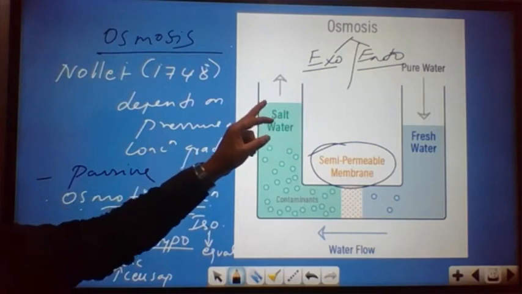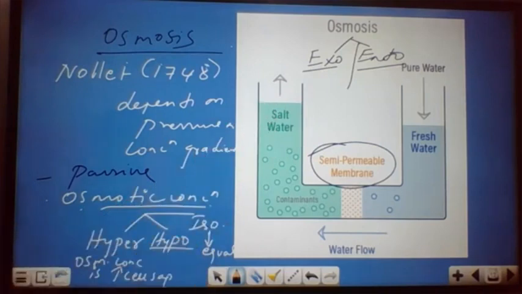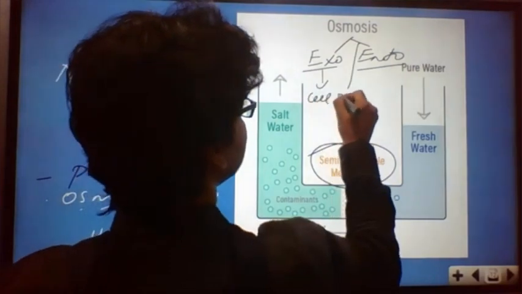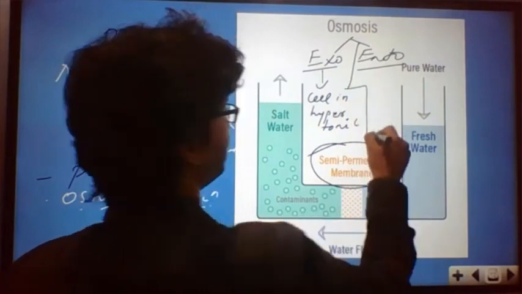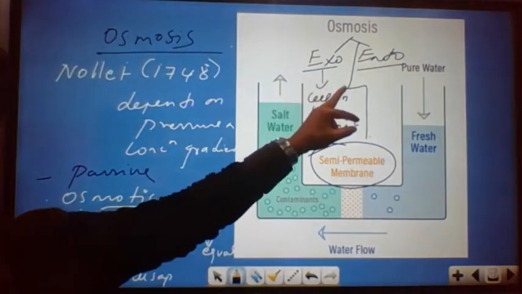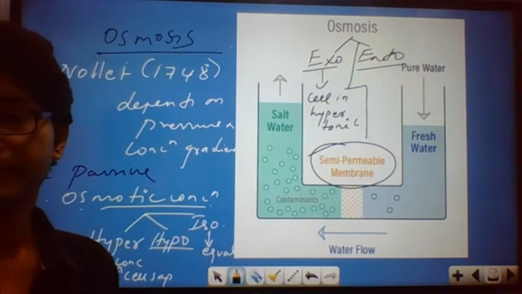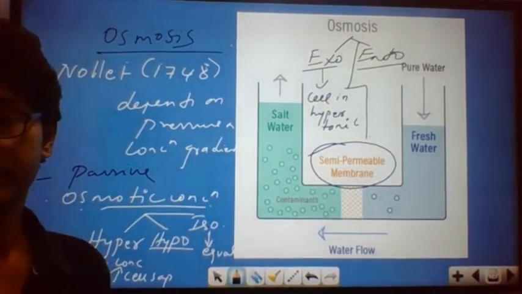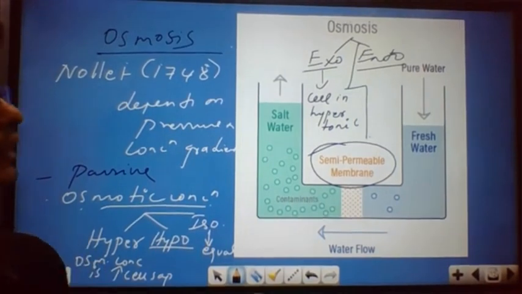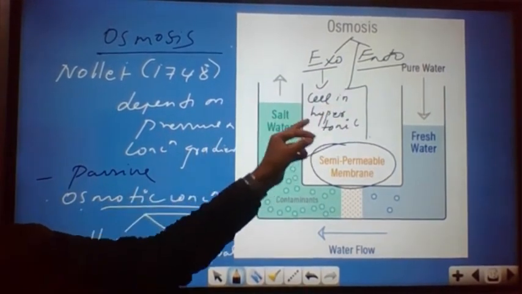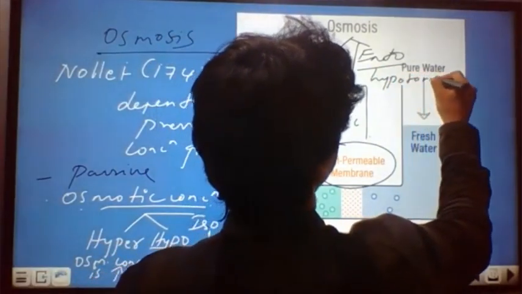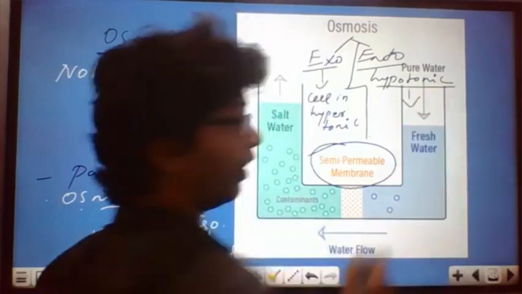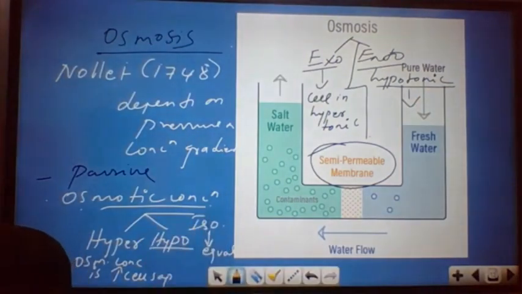In exoosmosis, the cell is placed in a hypertonic solution. Coming to endoosmosis, we keep the cell in a hypotonic solution. If you keep a cell in a hypotonic solution, what will be the fate of the cell? It may become turgid or flaccid. Where will it be turgid and where will it become flaccid?